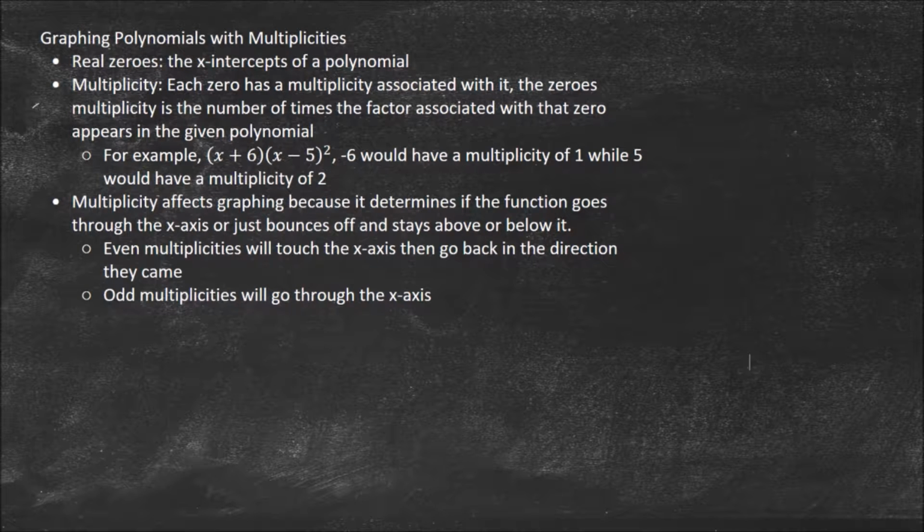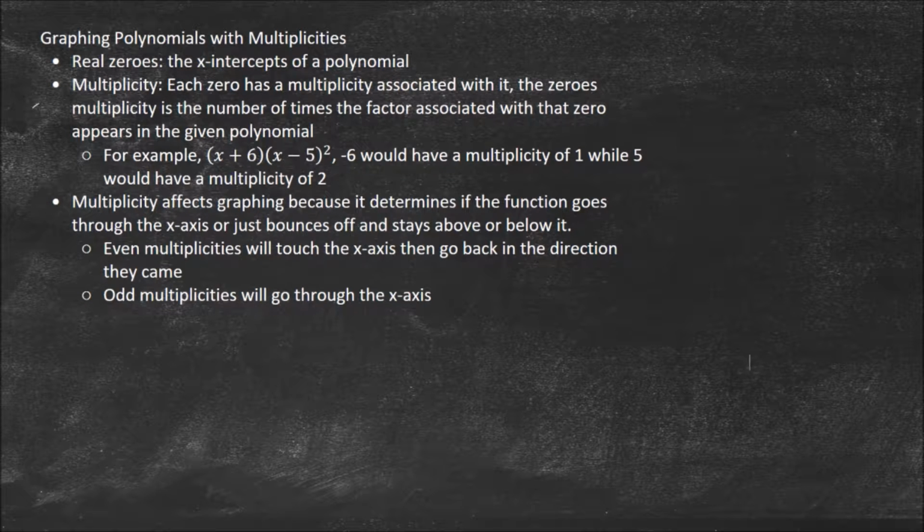Hey guys, today we're going to talk about graphing polynomials with multiplicities. Obviously, a polynomial is just any term that has x in it, and it can have a constant, it can have x cubed, anything like that. And multiplicity just means how many times a zero occurs. So let's go over some of the aspects of it.